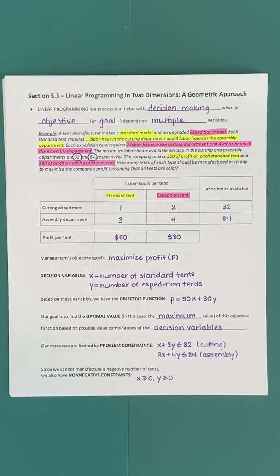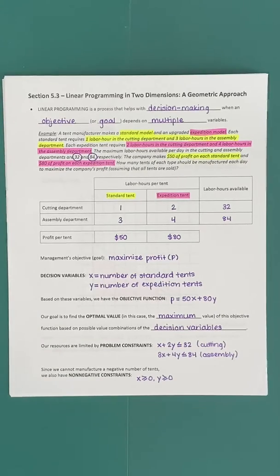Each standard tent requires 1 labor hour in the cutting department and 3 labor hours in the assembly department. Each expedition tent, the upgraded model, requires 2 labor hours in the cutting department and 4 labor hours in the assembly department. The maximum labor hours available per day in the cutting and assembly departments are 32 and 84, respectively. The company makes $50 of profit on each standard tent and $80 of profit on each expedition tent. So our question is, how many tents of each type should be manufactured each day to maximize the company's profit, assuming that all tents are sold? So in other words, think make to order.